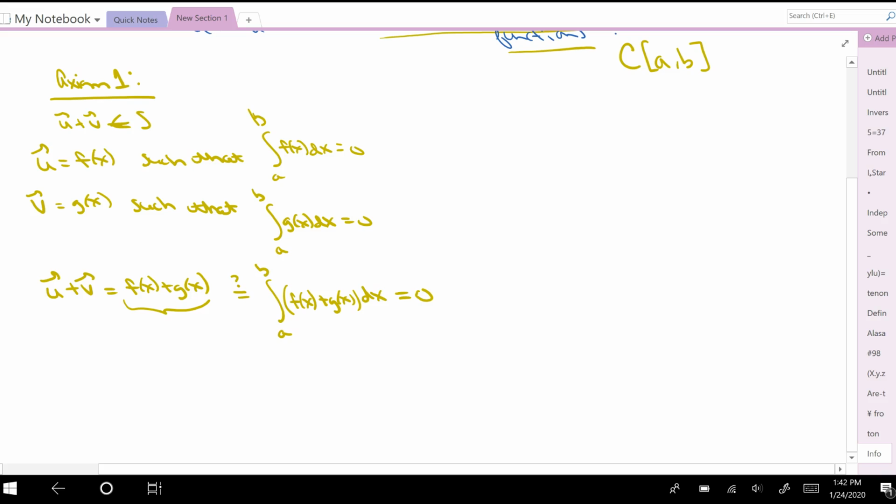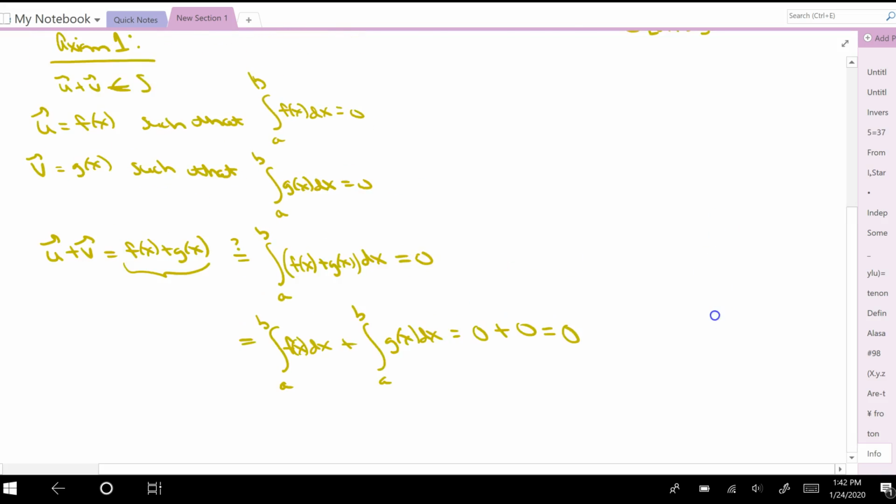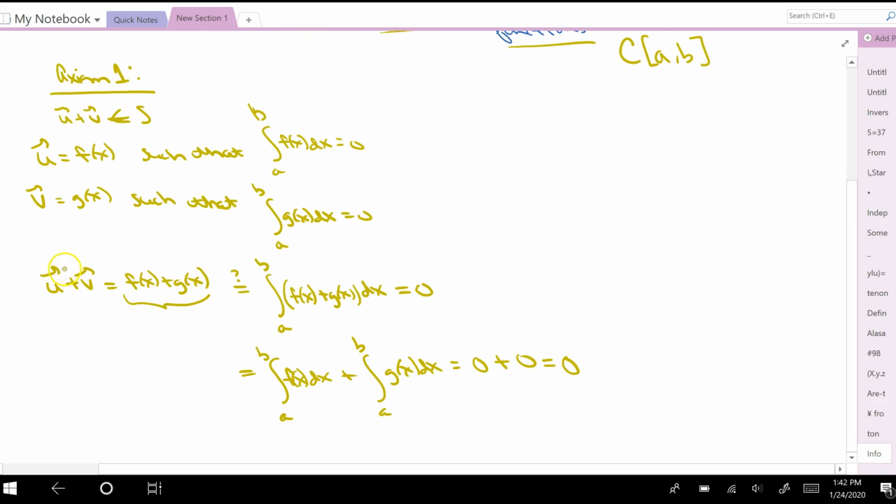Well, let's flesh this integral out. The definite integral from a to b of f of x dx plus the definite integral from a to b of g of x dx. And of course, we know from the given information that this is 0 plus 0, which equals 0. So axiom 1 has been met, because the function u plus v does in fact equal 0.